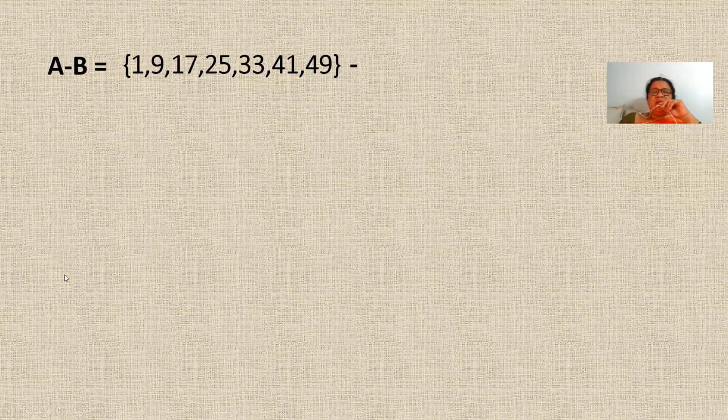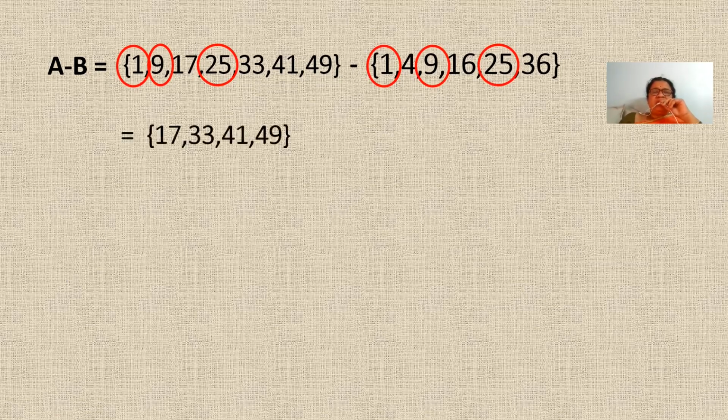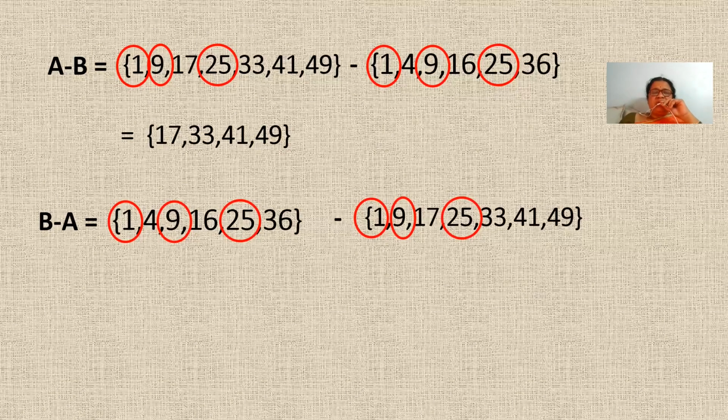You can easily write A minus B. This is the set A minus the set B. When you subtract set B from set A, first we have to identify the common elements, and we remove those elements, and the remaining elements in set A will be A minus B. Now B minus A is set B minus set A. Again identify the common elements, remove them, and the remaining elements in set B will be the B minus A set. So this is A minus B and B minus A.